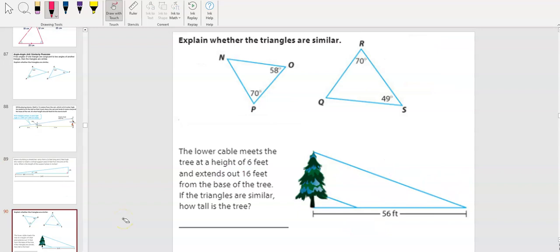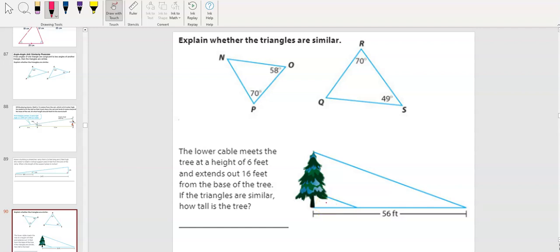All right, and the last 2 questions are your independent practice questions. So see if you can remind yourselves, how can I explain whether these 2 triangles are similar? And how can I answer the question here when the lower cable of this tree meets the tree at a height of 6 feet and extends out 16 feet from the base of the tree? If the triangles are similar, how tall is the tree?